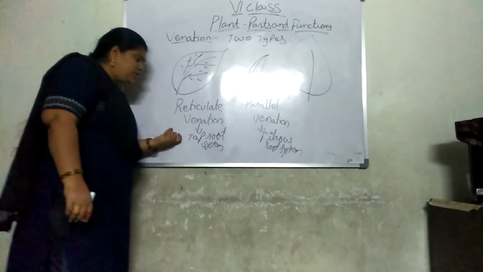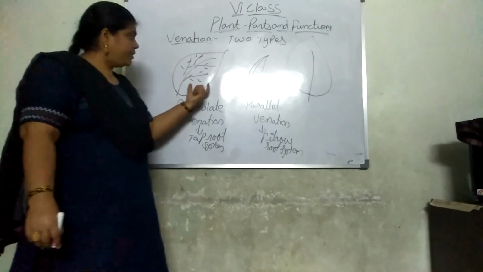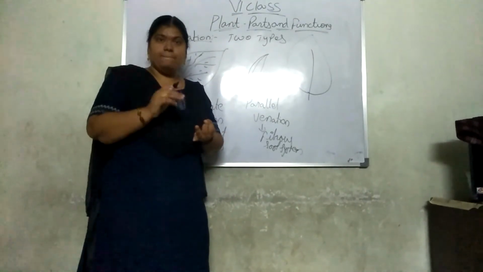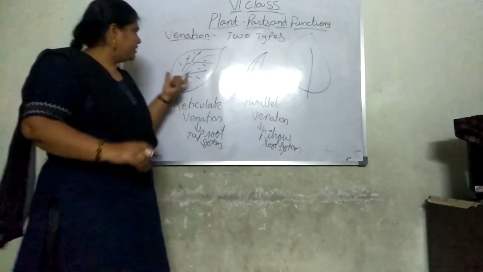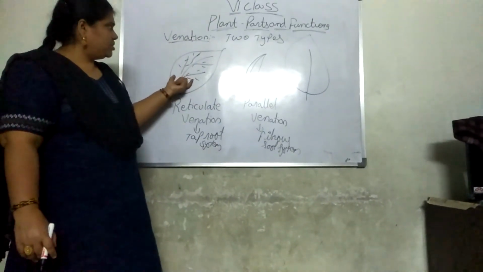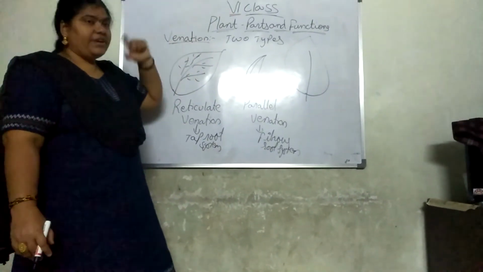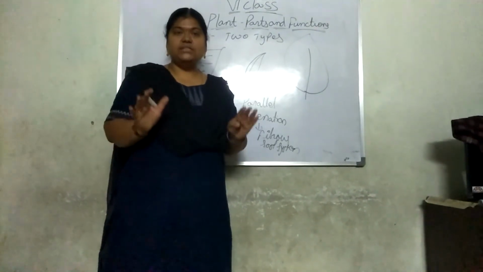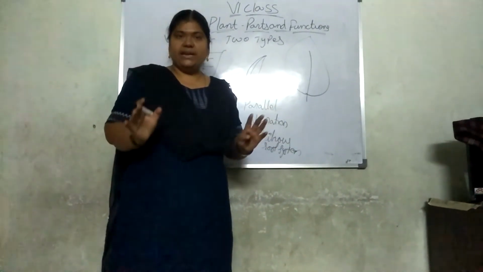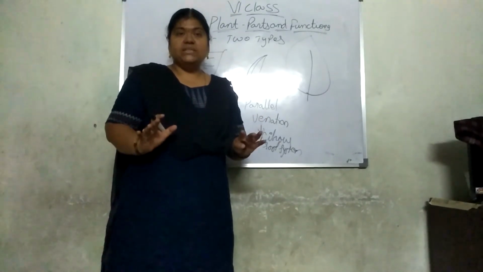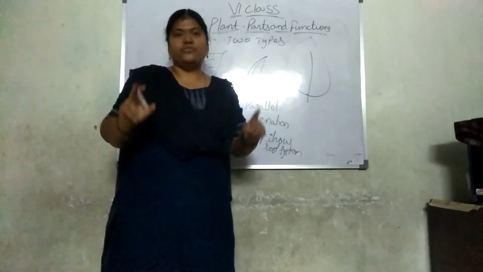Then for what things will we have reticulate venation? Peepal, mango, money plant, hibiscus. For all these you will get this reticulate venation. What is venation? The venation is the presence of veins and veinlets in the leaf. It is the skeletal part of the leaf.